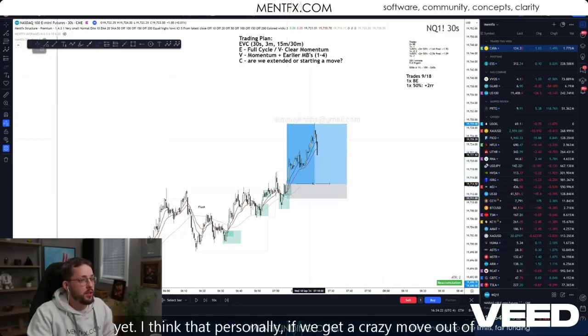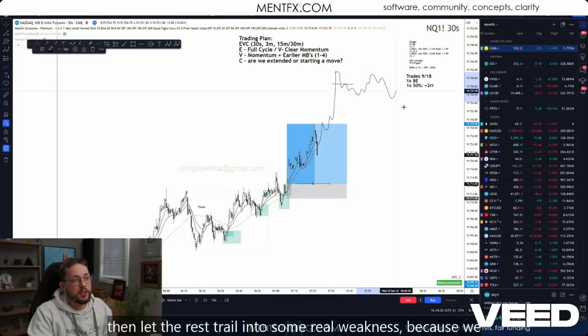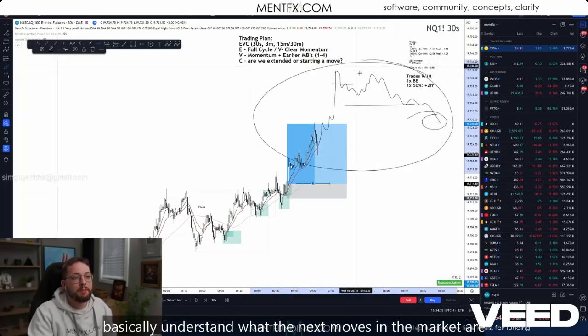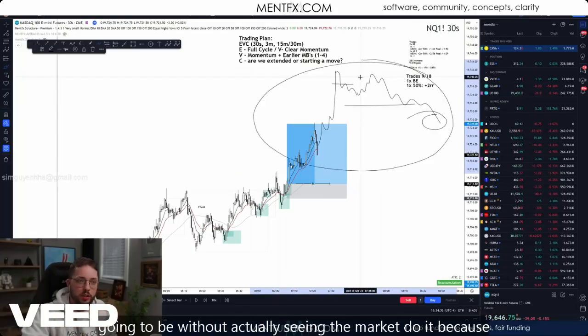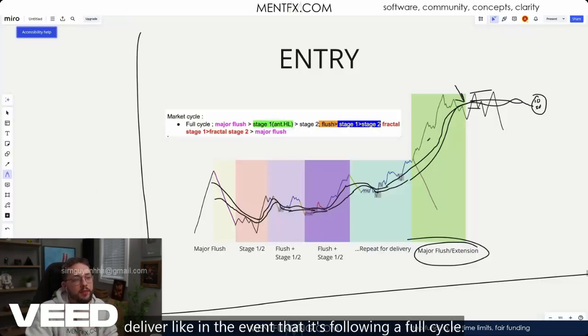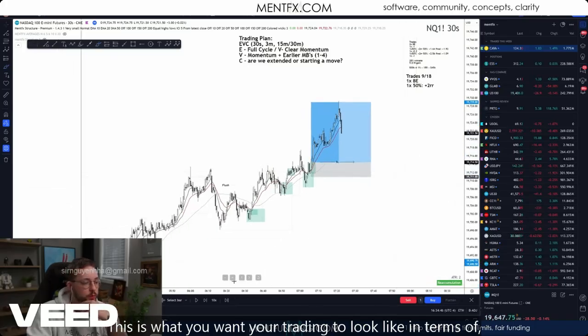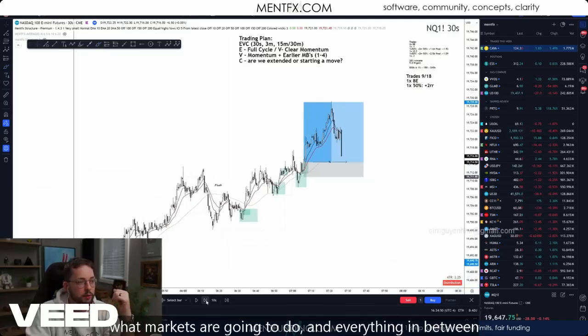I think that personally, if we get a crazy move out of this, we can close another partial into the strength and then let the rest trail into some real weakness, because we know it's likely going to come soon. So this is how I basically understand what the next moves in the market are going to be without actually seeing the market do it, because I have an understanding of what a good market is going to deliver in the event that it's following a full cycle. This is what you want your trading to look like in terms of approaching markets, understanding what markets are going to do, and everything in between.